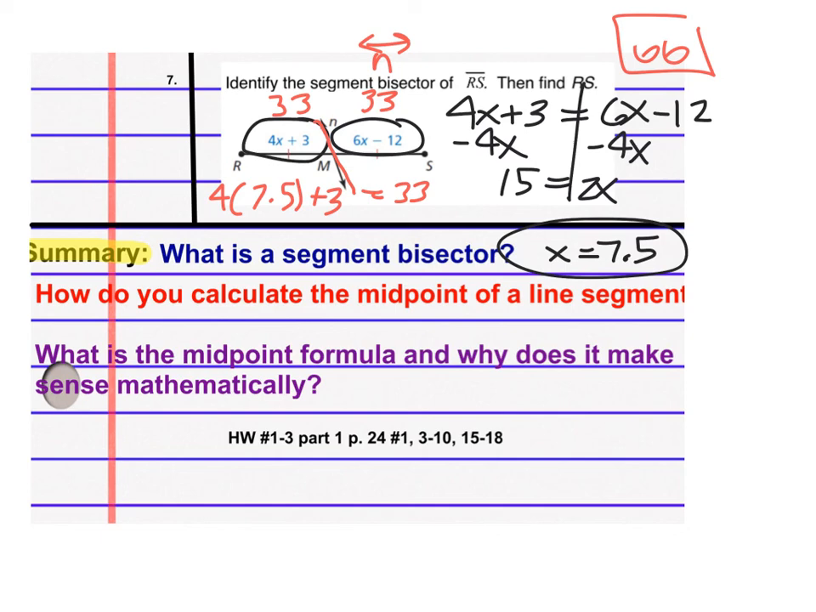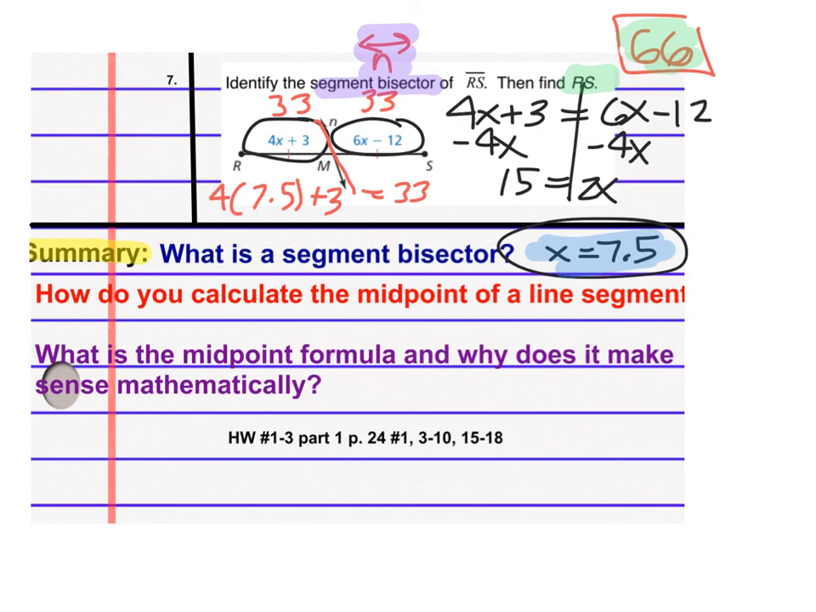So RS is 66. Whoops. I wanted highlighter, not eraser. RS is 66. X was 7.5. N was the segment bisector.